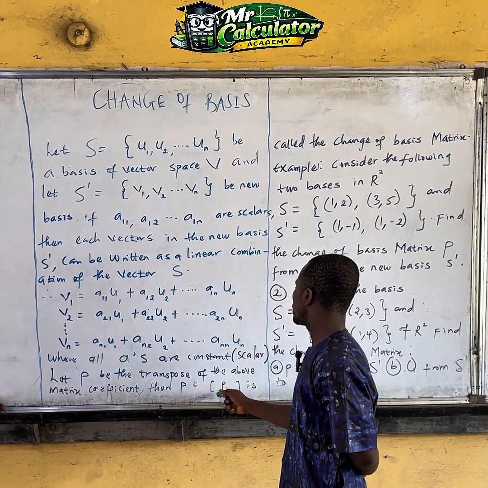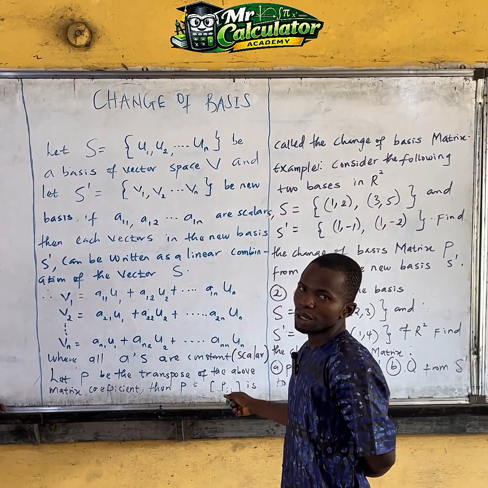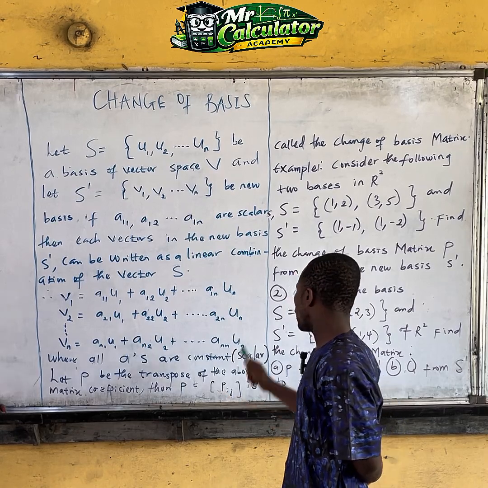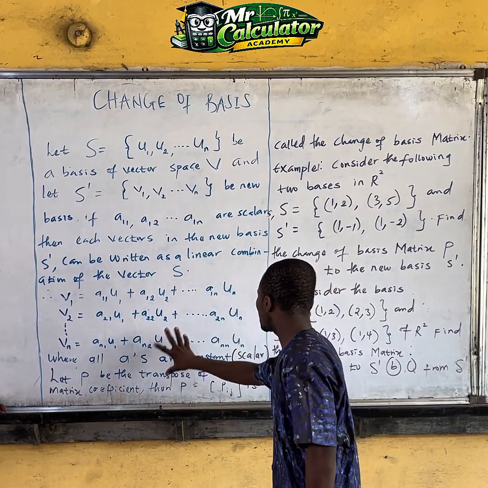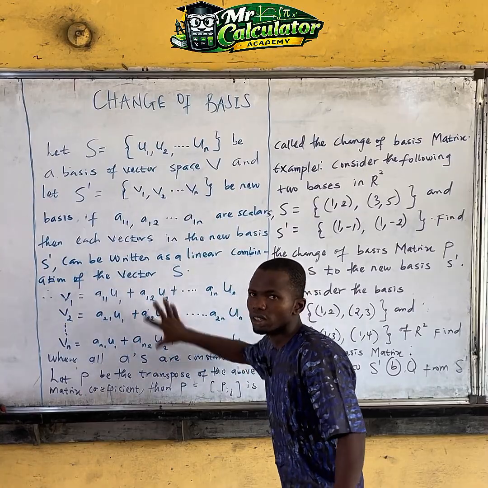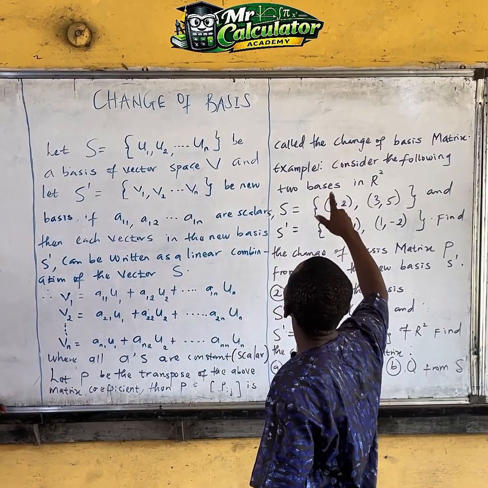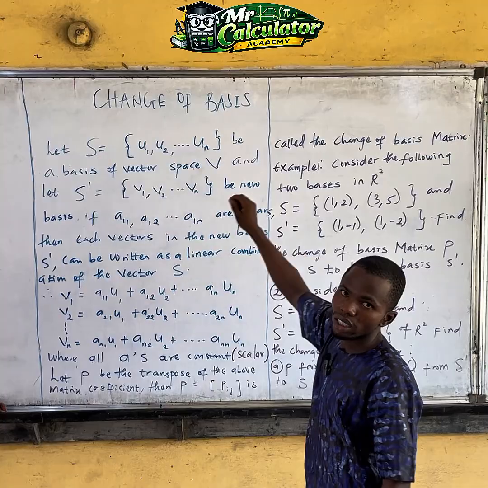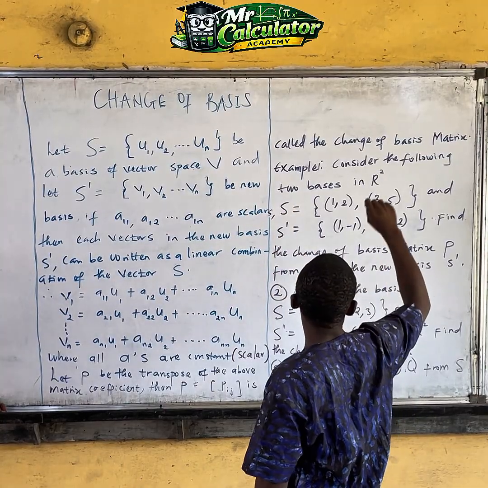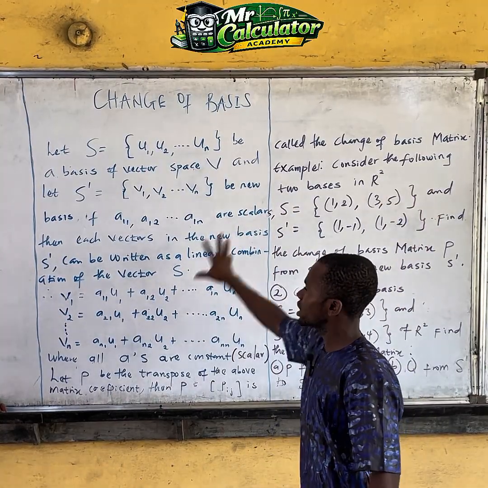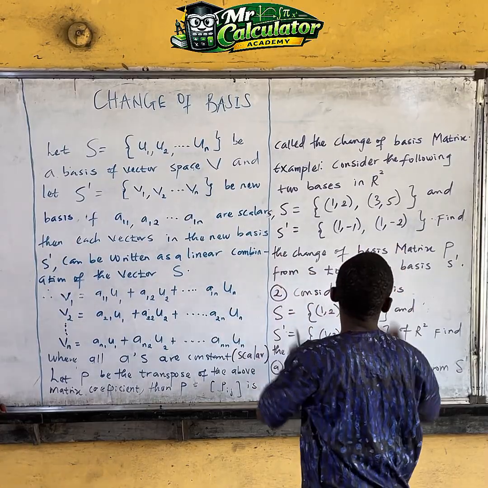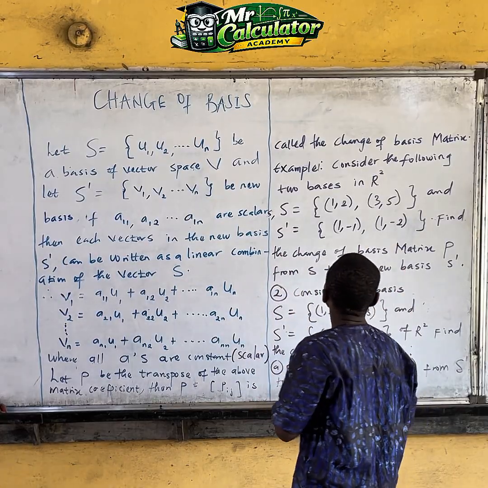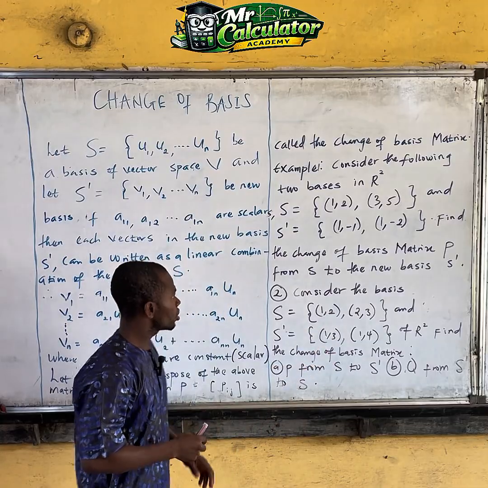Then P will be in the form Pij, which means P in matrix form. This P, which is the transpose of what we have gotten here, is called the change of basis matrix. We call it the change of basis matrix. So all these things are just an explanation of the concept here. After solving an example, you will get it better. So let's dive into the question.